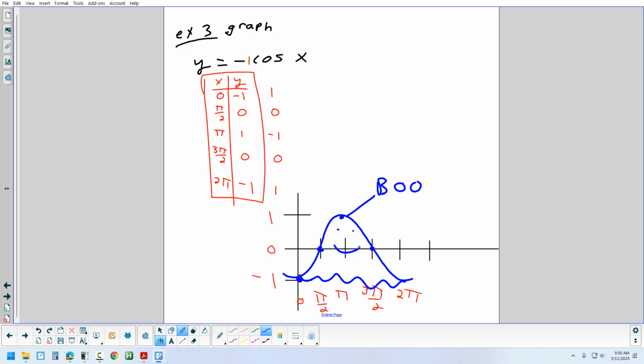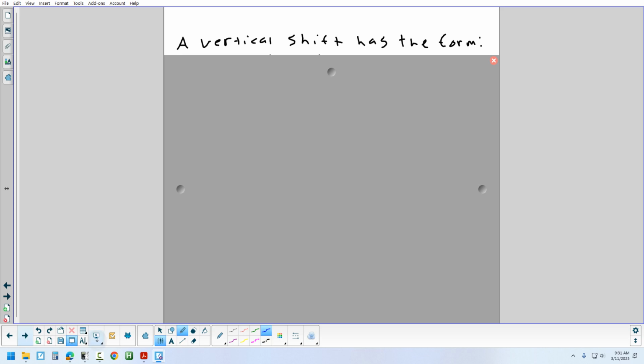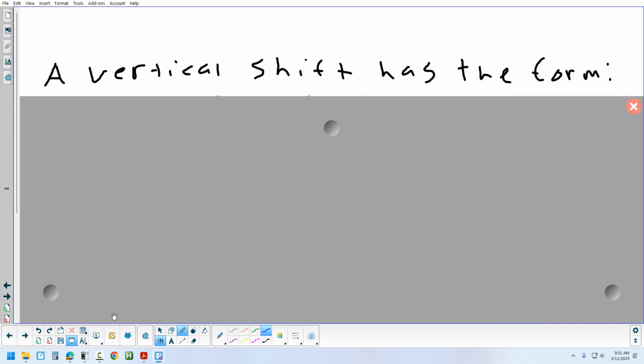Any question on that? All right, so that's your amplitude change, right? Stretching and compressing, also causing a flip. Okay, the last one we're going to look at is a vertical shift. So this one is connected to yesterday in the sense that it's going to move it, not stretch it, but it's going to move it up and down.